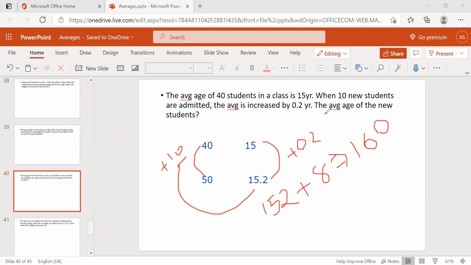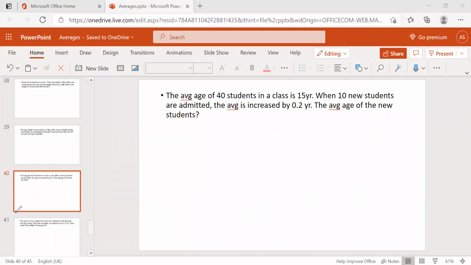But what they're asking is the average age of the new students; the total is 160. Average is nothing but 160 by 10. 10 students joined, so it's nothing but 16. Before, only one student was joining, so 160 was considered directly. But with 10 students here, 160 by 10 is nothing but 16. Is it clear?